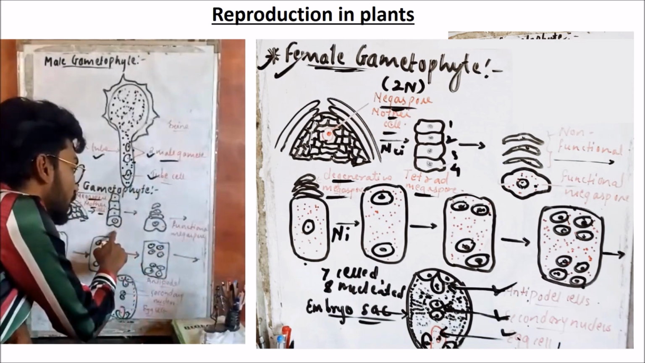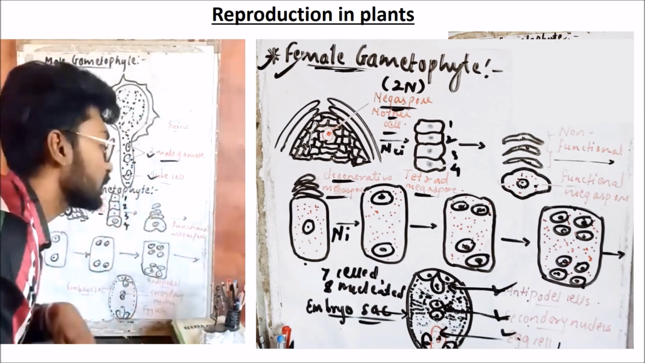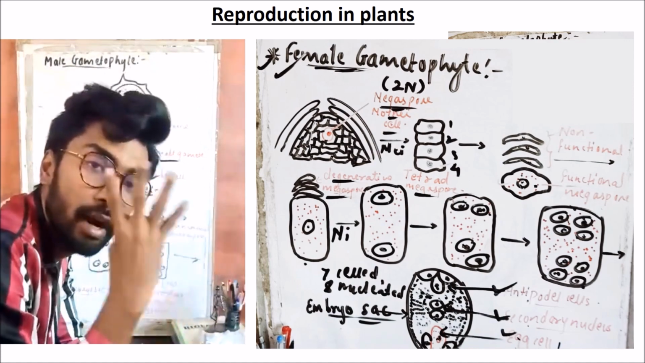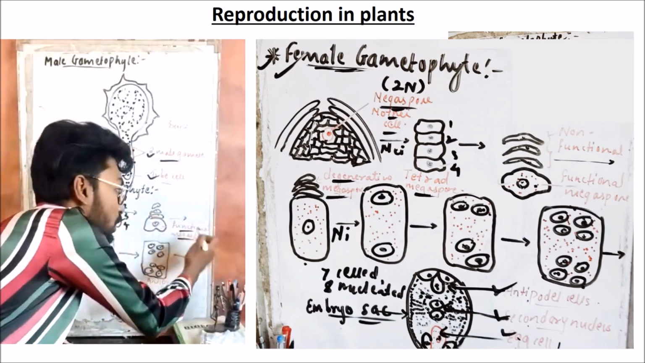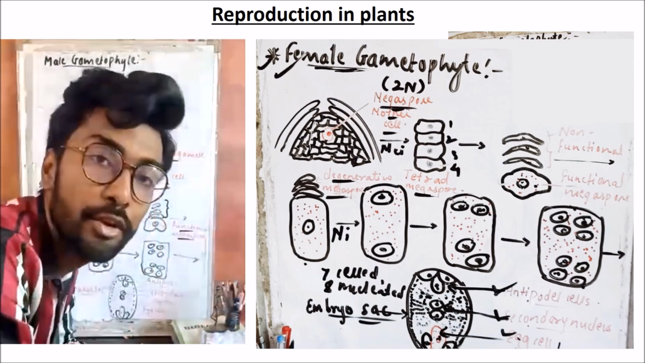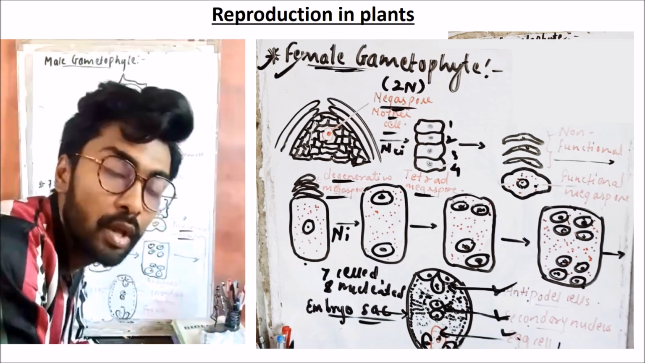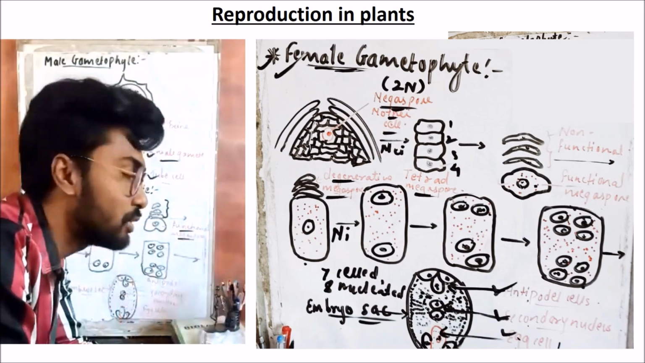This is generally called tetrad megaspore. You can see 1, 2, 3 and 4, right? Now out of these 4 tetrad megaspores, the lower one is generally called the functional megaspore, correct? And the upper 3 are generally called the non-functional megaspores, right? So the lower one is the functional megaspore, and the upper 3 are non-functional megaspores.